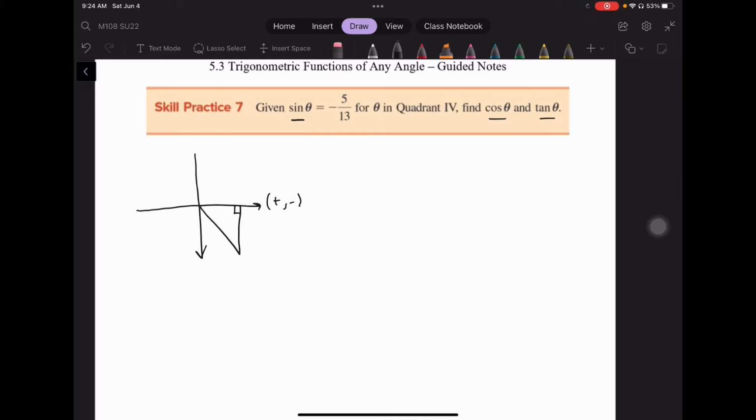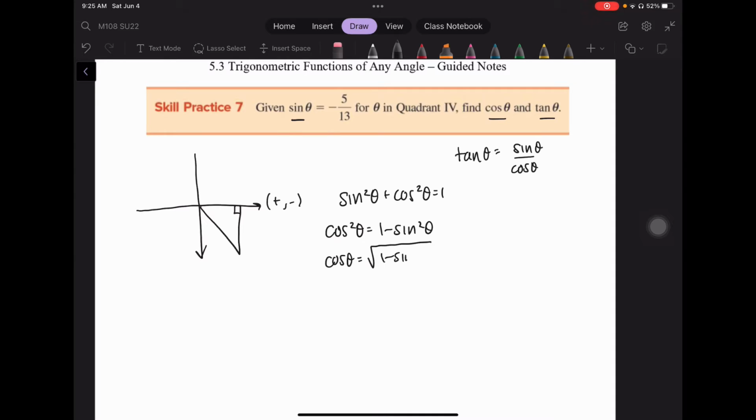I know that the quotient identity says that the tangent of theta is equal to the sine of theta over cosine of theta. I have sine of theta. Let me find cosine of theta. Well, the Pythagorean identity says that sine squared of theta plus cosine squared of theta equals 1. Let's use that one to find cosine. That means that cosine squared of theta is equal to 1 minus sine squared of theta, or cosine of theta is equal to the square root of 1 minus sine squared of theta.